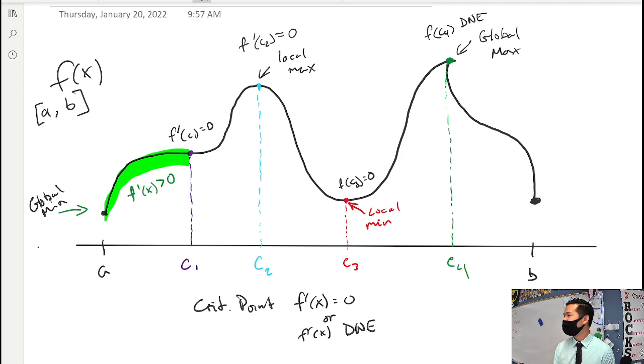Would you agree? How about from C1 to C2? Is it still positive? Yes, it is. So over here, I would also say that f prime is also greater than 0 there, wouldn't it?